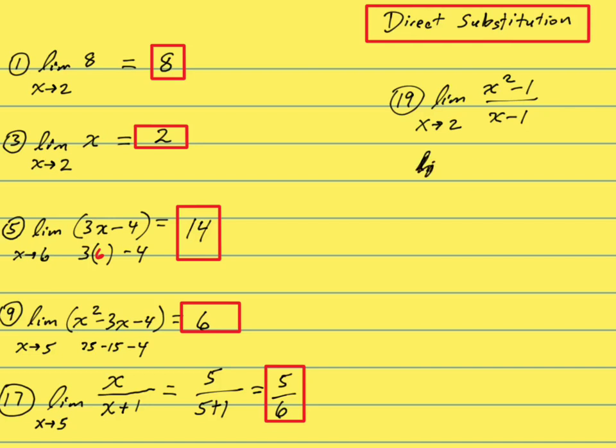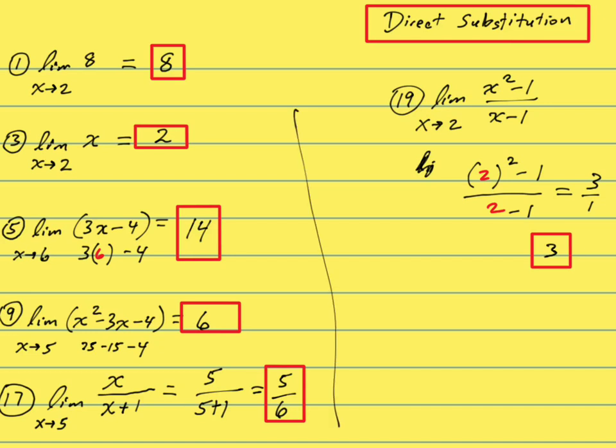If you were to replace the x with a 2, what would you have? You'd get 4 minus 1, which is 3 over 1. This limit is 3. Now, this is a polynomial. You might have factored and canceled.